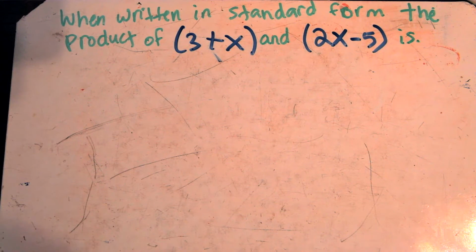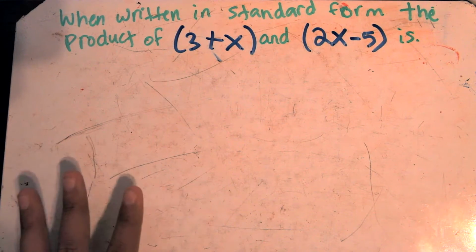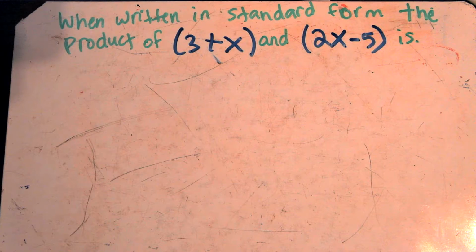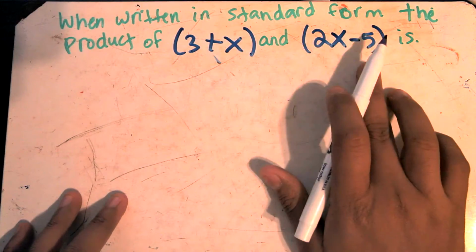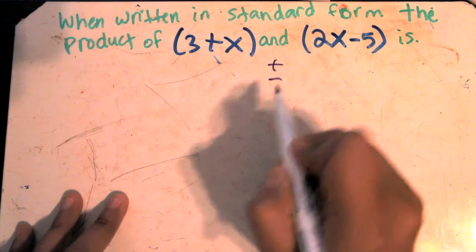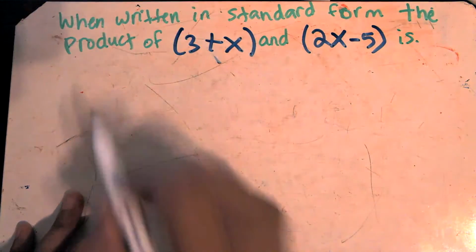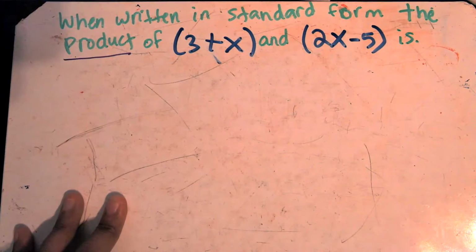Alright, so now we are moving on to multiplication of polynomials, and here's a typical Regents language word problem. When written in standard form, the product of 3 plus x and 2x minus 5 is. Now we know that we're dealing with multiplying these two, not adding them, not subtracting them, but multiplying them because of the keyword being product.